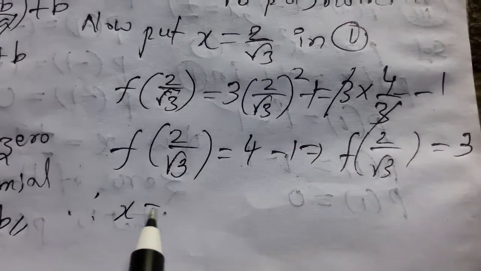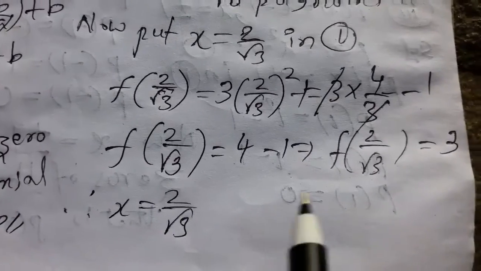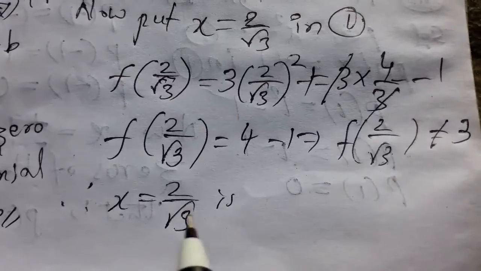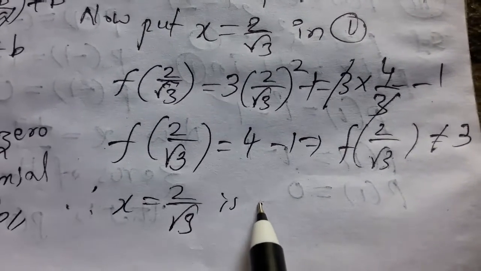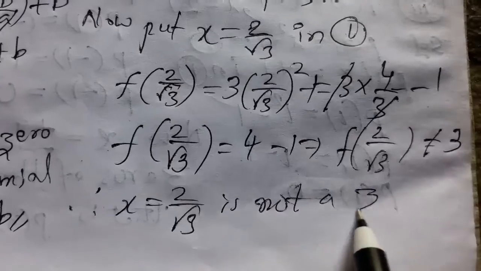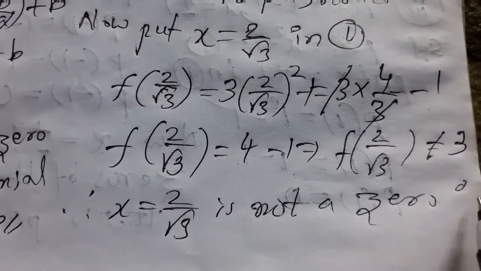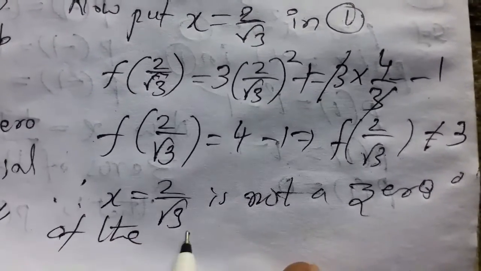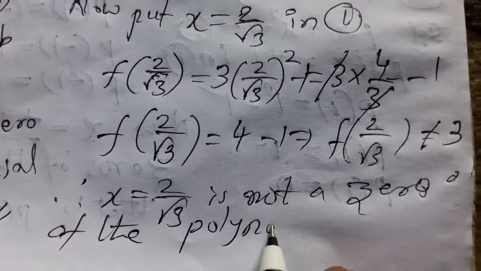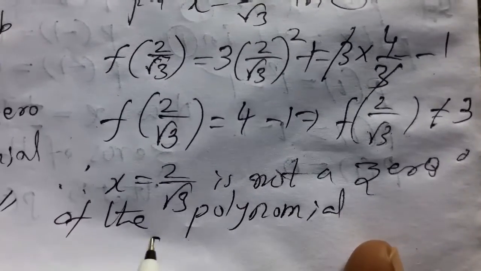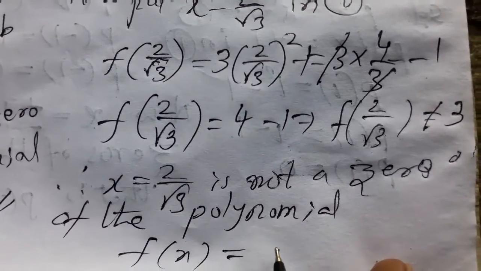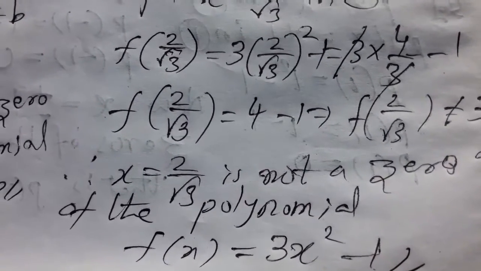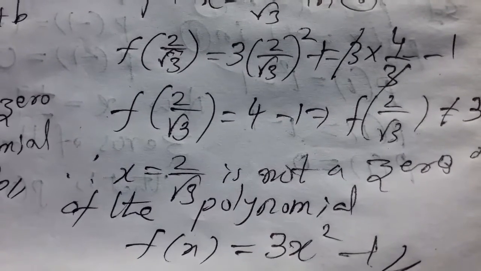Therefore, x equals 2 by root 3 is not equal to 0, so that's why it is not a zero of the polynomial. What is the polynomial? F of x equals 3x square minus 1. Now move to the next question.